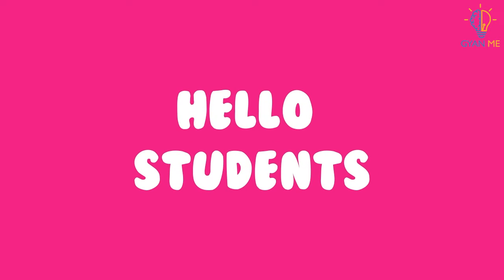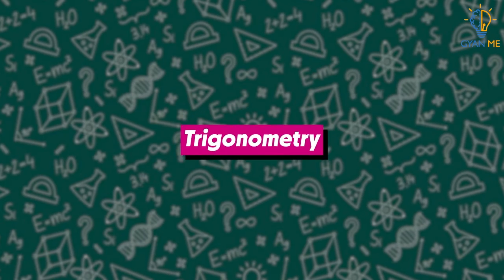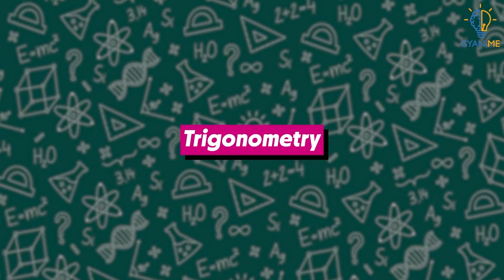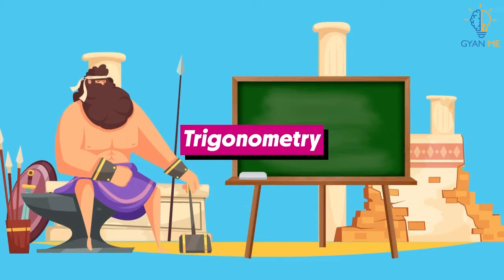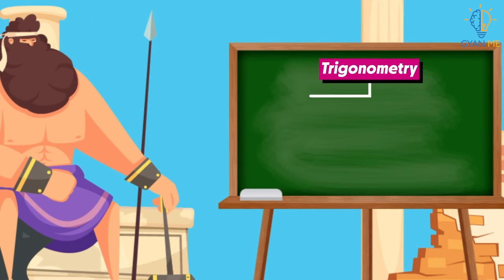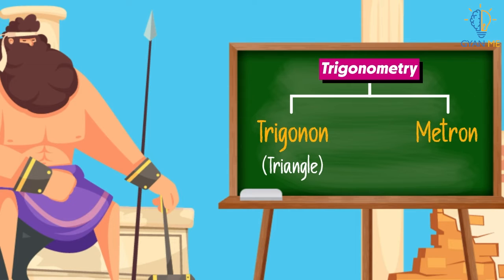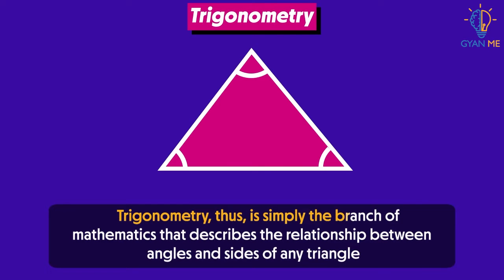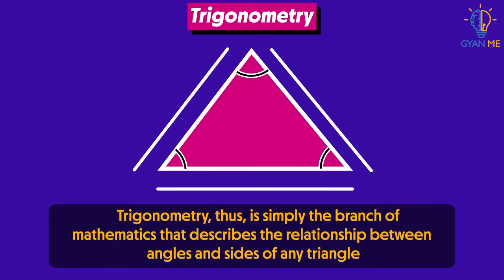Hello students! Previously, we learnt about various concepts related to trigonometry. Let's recall some important concepts that we have already learnt. The word trigonometry is derived from Greek, where trigonon means triangle and metron means to measure. Trigonometry, thus, is simply the branch of mathematics that describes the relationship between angles and sides of any triangle.